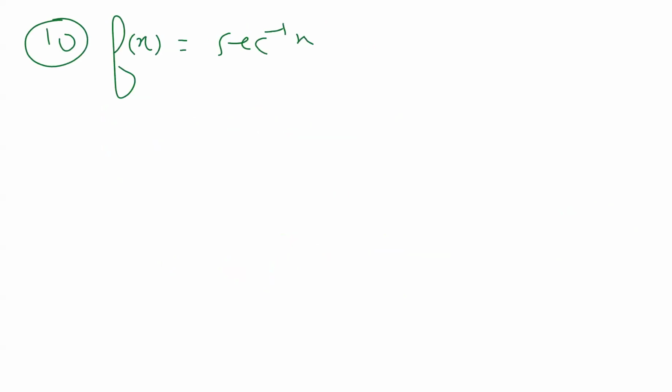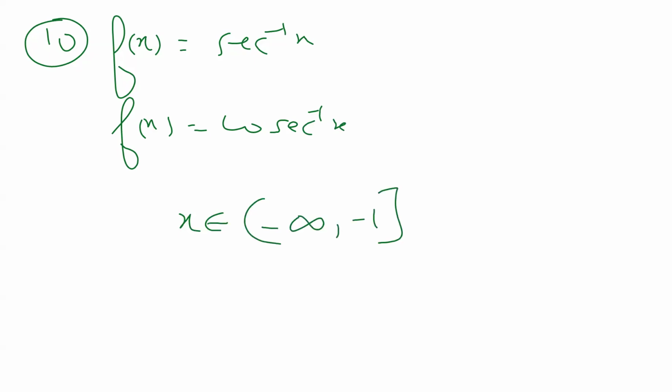And the last, f of x is equal to sec inverse x, or f of x is equal to cosec inverse x. So these are continuous at -infinity to -1, union 1 to infinity. So these 10 points you should remember. Let's go back to the exercise. Exercise 7a.